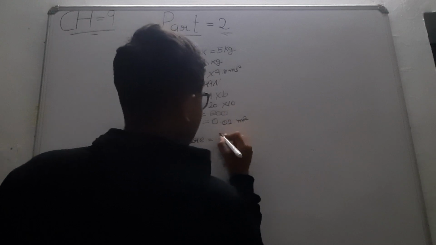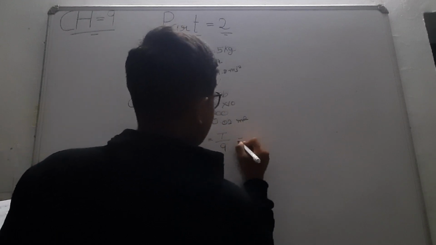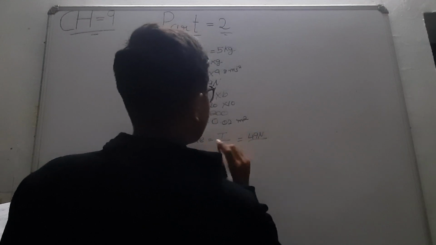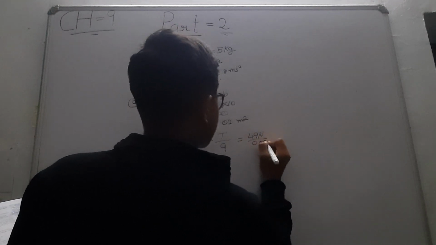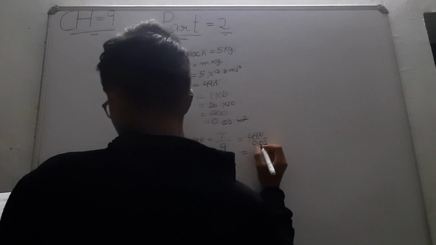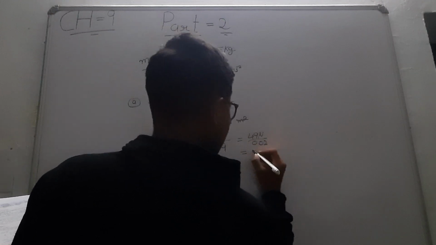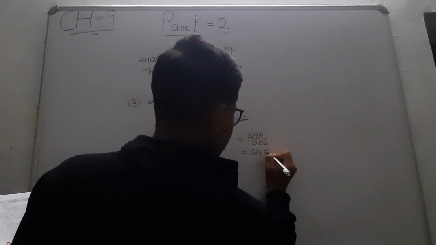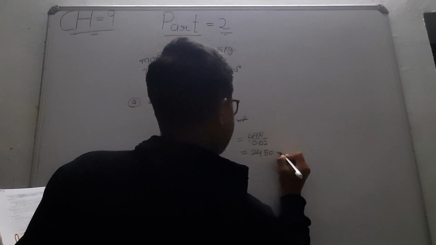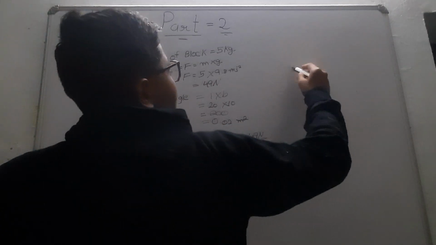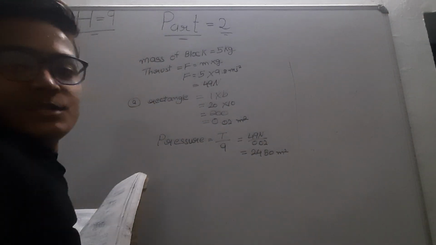Pressure is equal to thrust upon area. What is thrust? 49. And what is area? 0.02. So what will come out when you multiply it? You will get 2450 centimeter square, 2450 meter square, and by this only you will get the answer of 2.